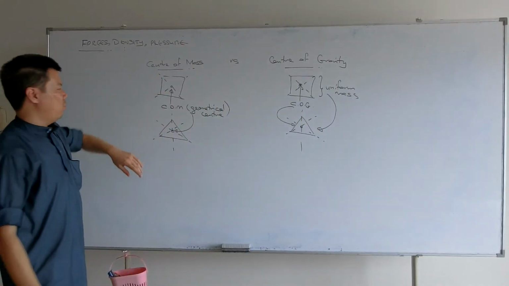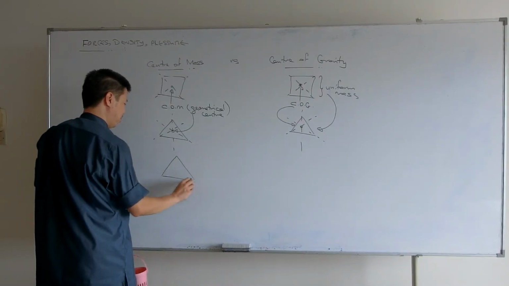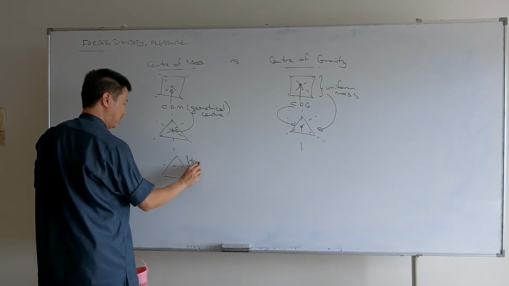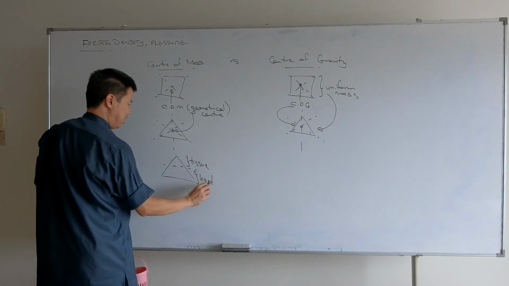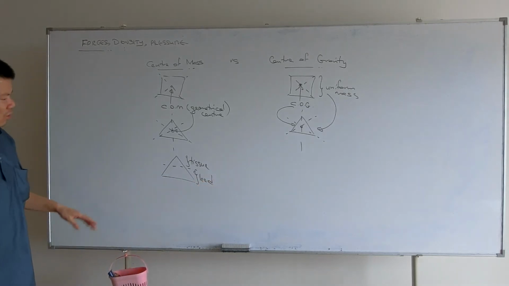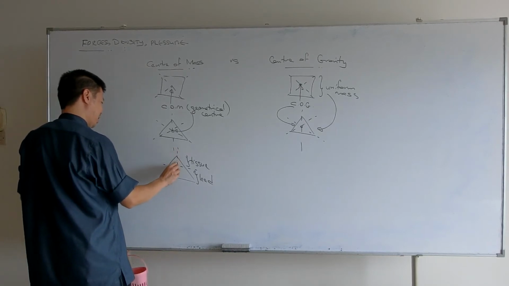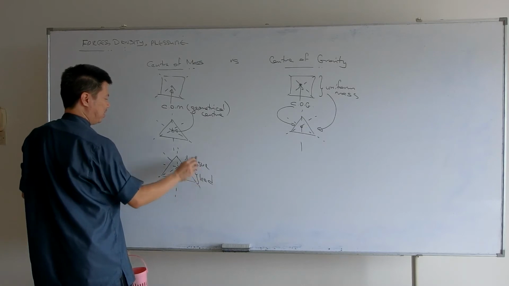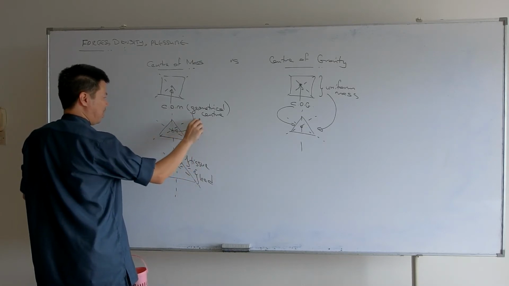But what happens if you've got a triangular object and half of this is made of tissue paper and the other half is made of lead? Where will the center of mass be for this object? It will be at the geometrical center, because this is your center of mass.